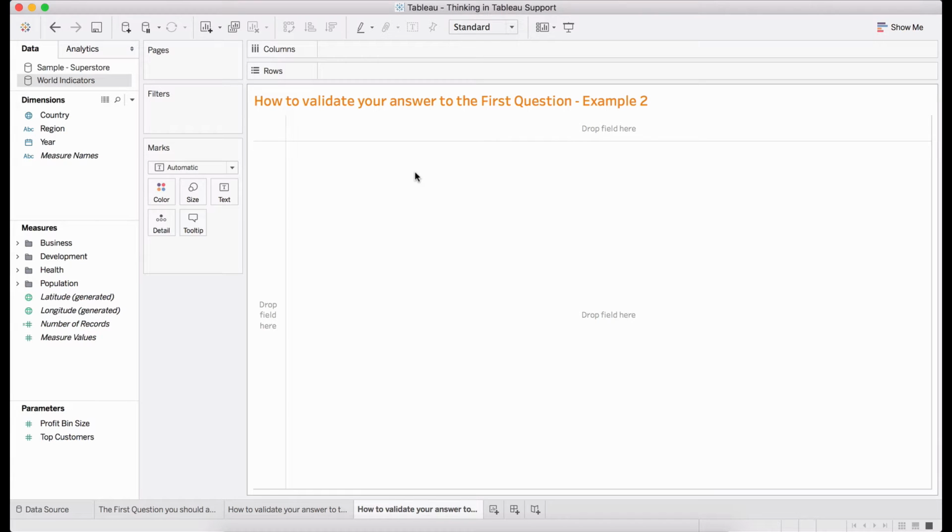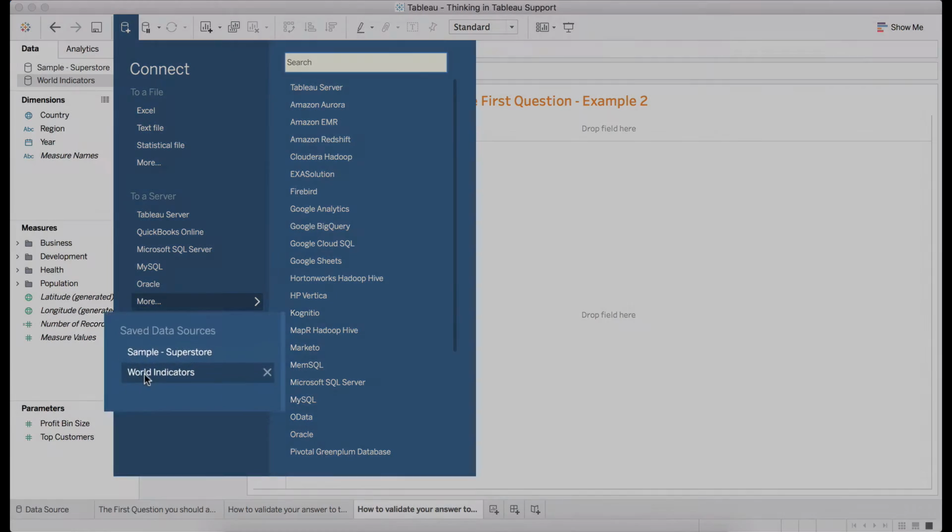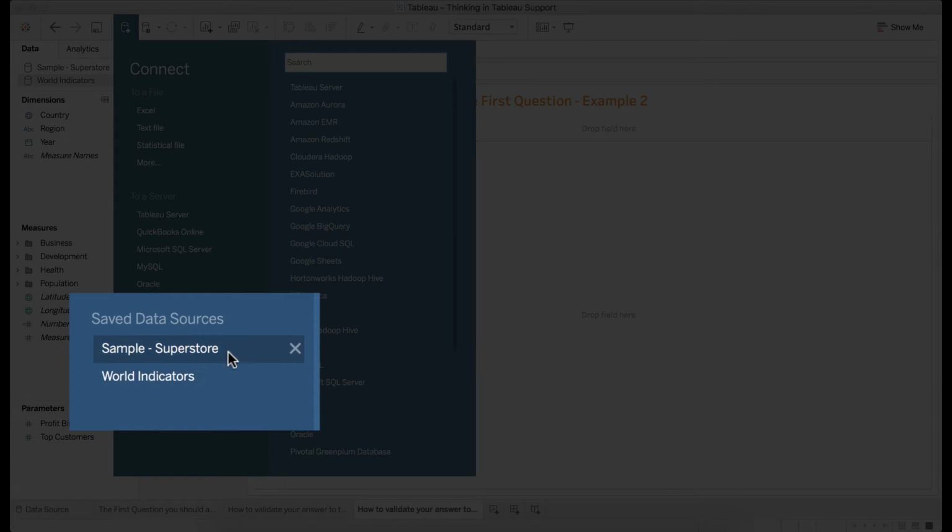In this second example, I want to take another common sample data that ships with Tableau to help you with how to validate your answer to the first question. So here is the data that I've connected to, World Indicators. If you're new to Tableau, the place to find it is to click on New Data Source, and this is where you find Sample - Superstore, as well as World Indicators.